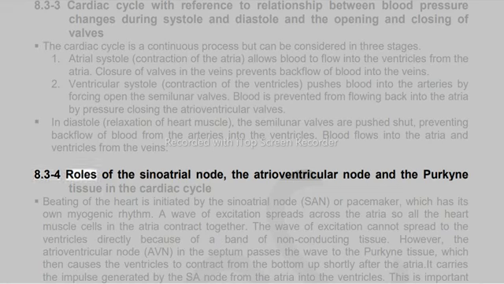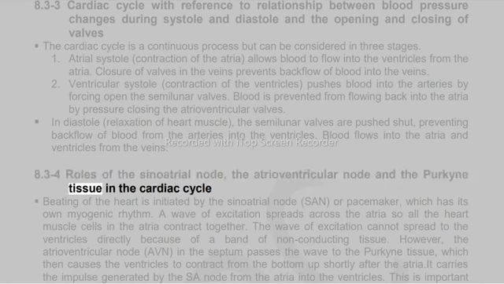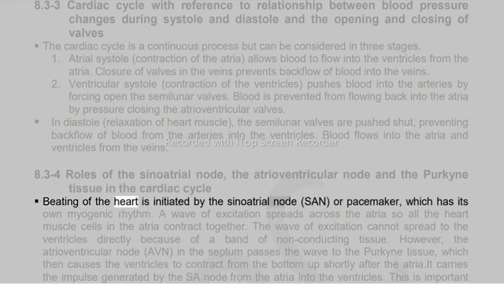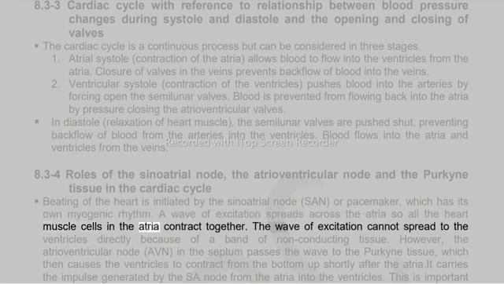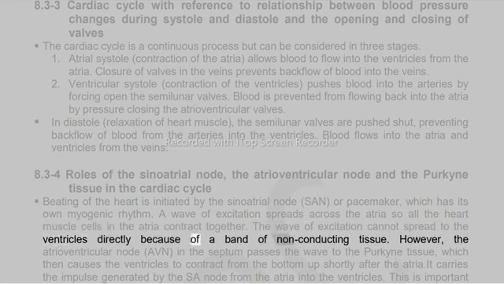8.3 (4) Roles of the sinoatrial node, the atrioventricular node and the Purkinje tissue in the cardiac cycle. Beating of the heart is initiated by the sinoatrial node, SAN, or pacemaker, which has its own myogenic rhythm. A wave of excitation spreads across the atria so all the heart muscle cells in the atria contract together. The wave of excitation cannot spread to the ventricles directly because of a band of non-conducting tissue.